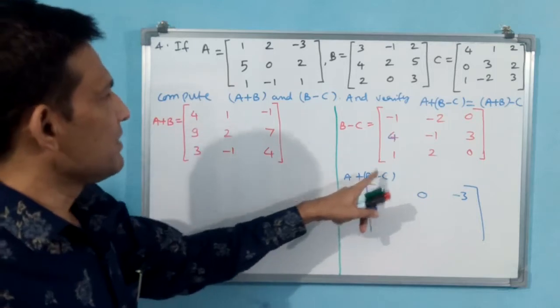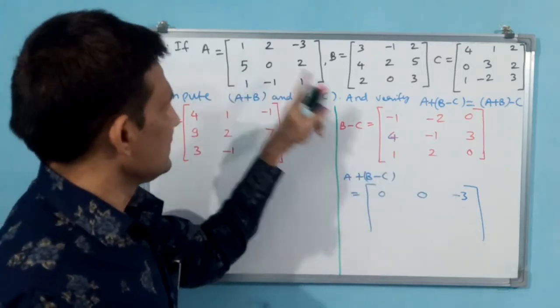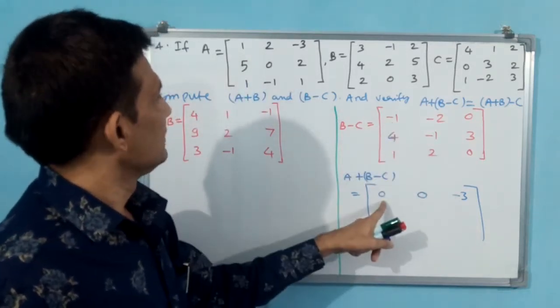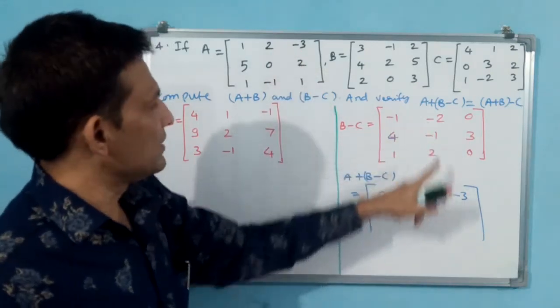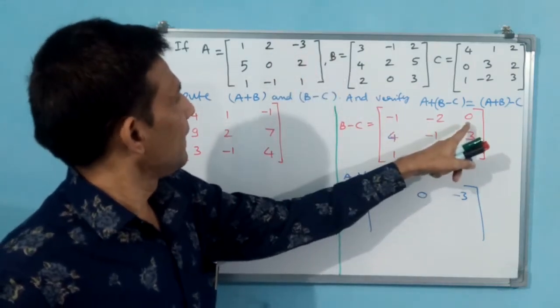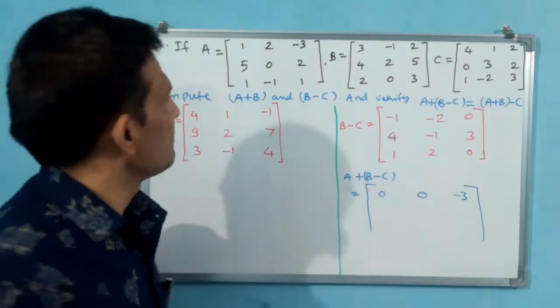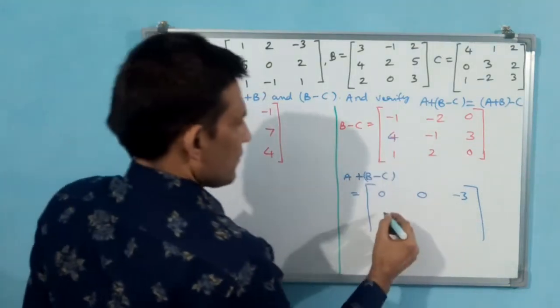Addition we are doing now, A plus B minus C. This is B minus C. A plus 1 minus 1, 0. 2 minus 2, 0. Minus 3 plus 0 means minus 3 only. Okay, now 5 plus 4, 9.